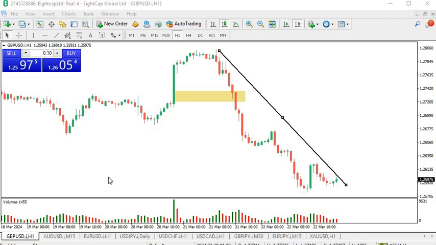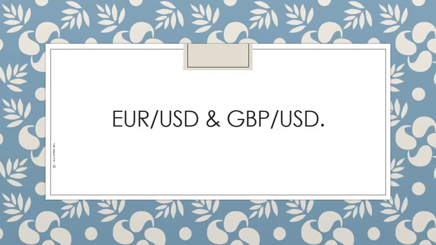They are having almost complete positive correlation with each other. So when one pair goes up, the other pair also goes up. It means buying both at the same time means just doubling the lot size. If you buy one pair and sell the other, one trade will be in profit, the other trade will be in loss.